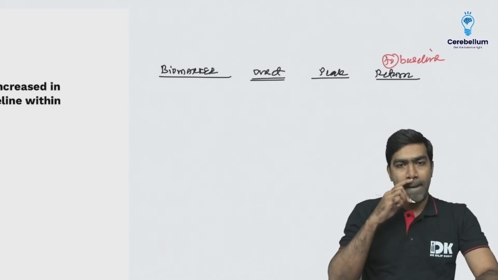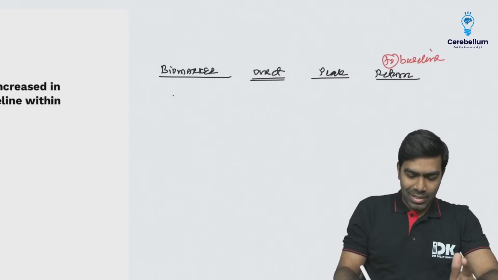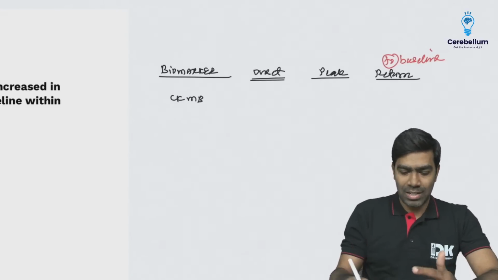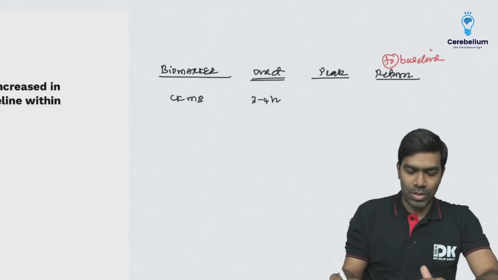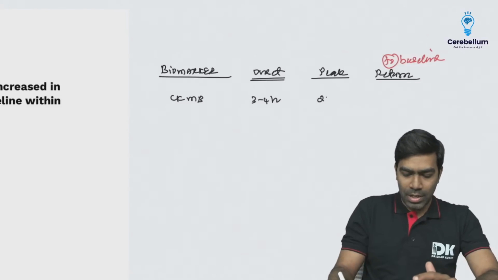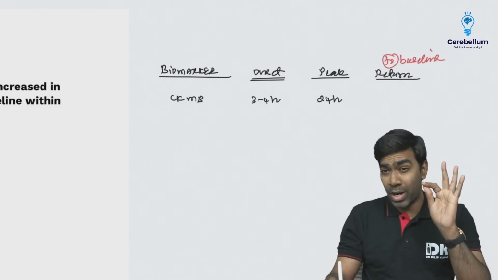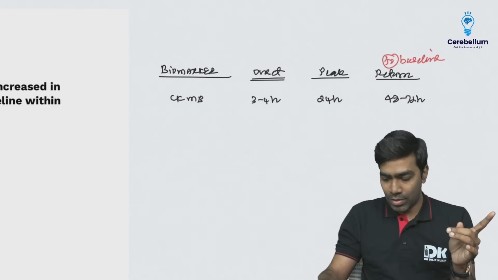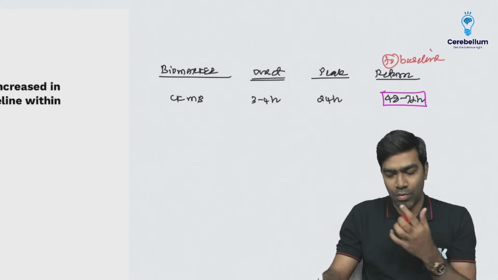The first marker is CKMB, one of the old markers, and we don't use it anymore. It starts rising within 3 to 4 hours and reaches a peak in approximately 24 hours. But the most important point is that it's going to come back to baseline in 40 to 78 hours. I'll repeat, it's going to come back to baseline in 40 to 78 hours.